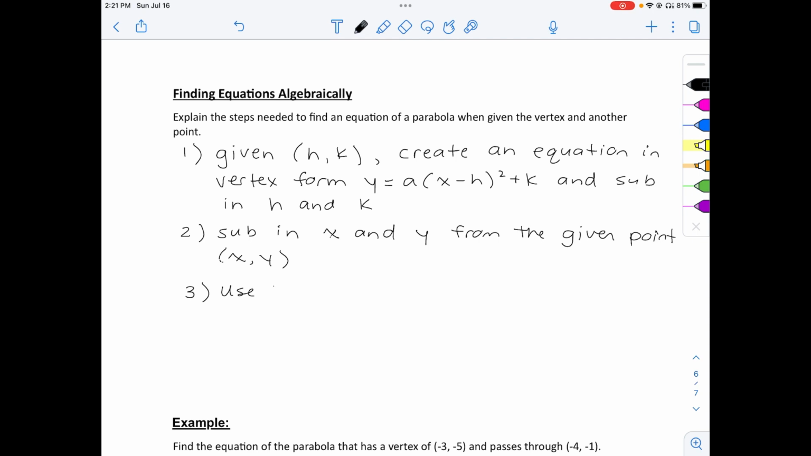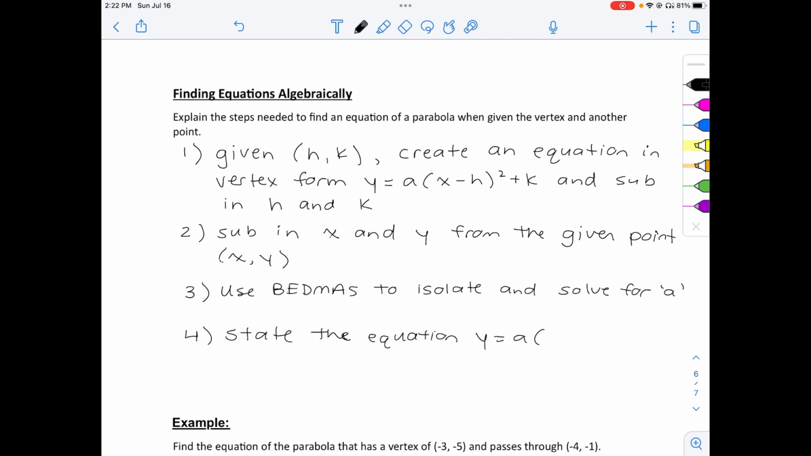So then we are going to use BEDMAS, our order of operations, to isolate and solve for a. And then once we have our a value, we can state the equation in vertex form. So again, y equals a, x minus h squared plus k, with only a, h, and k filled in. Okay, we can leave x and y blank, similar to when we were creating equations of lines algebraically, because x and y can be any variable. Okay, so those are the steps we're going to follow. We're going to look at an example.